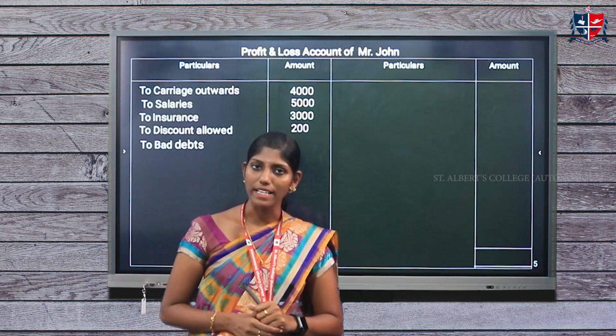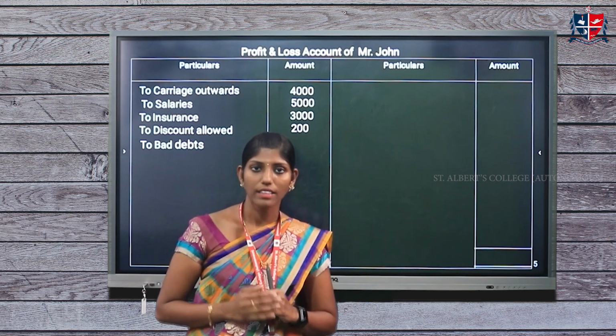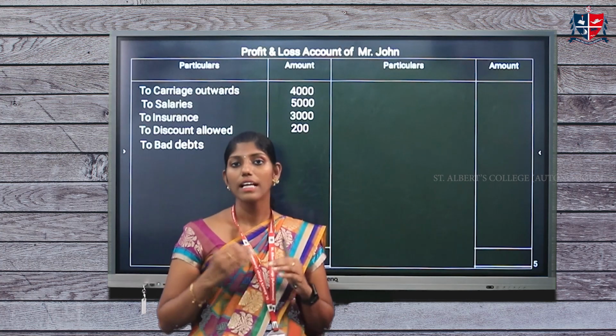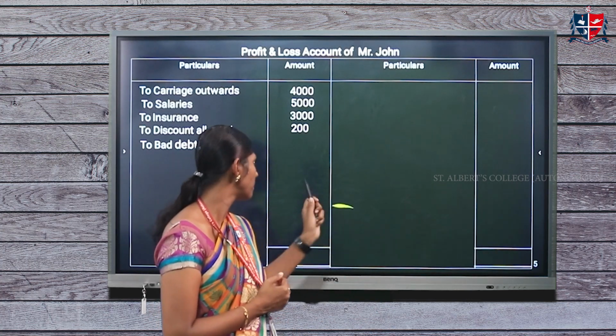Next item is bad debts. Bad debts means the irrecoverable portion of debtors. That is an expense of the company. That's why we are showing it in the debit side of P&L account.